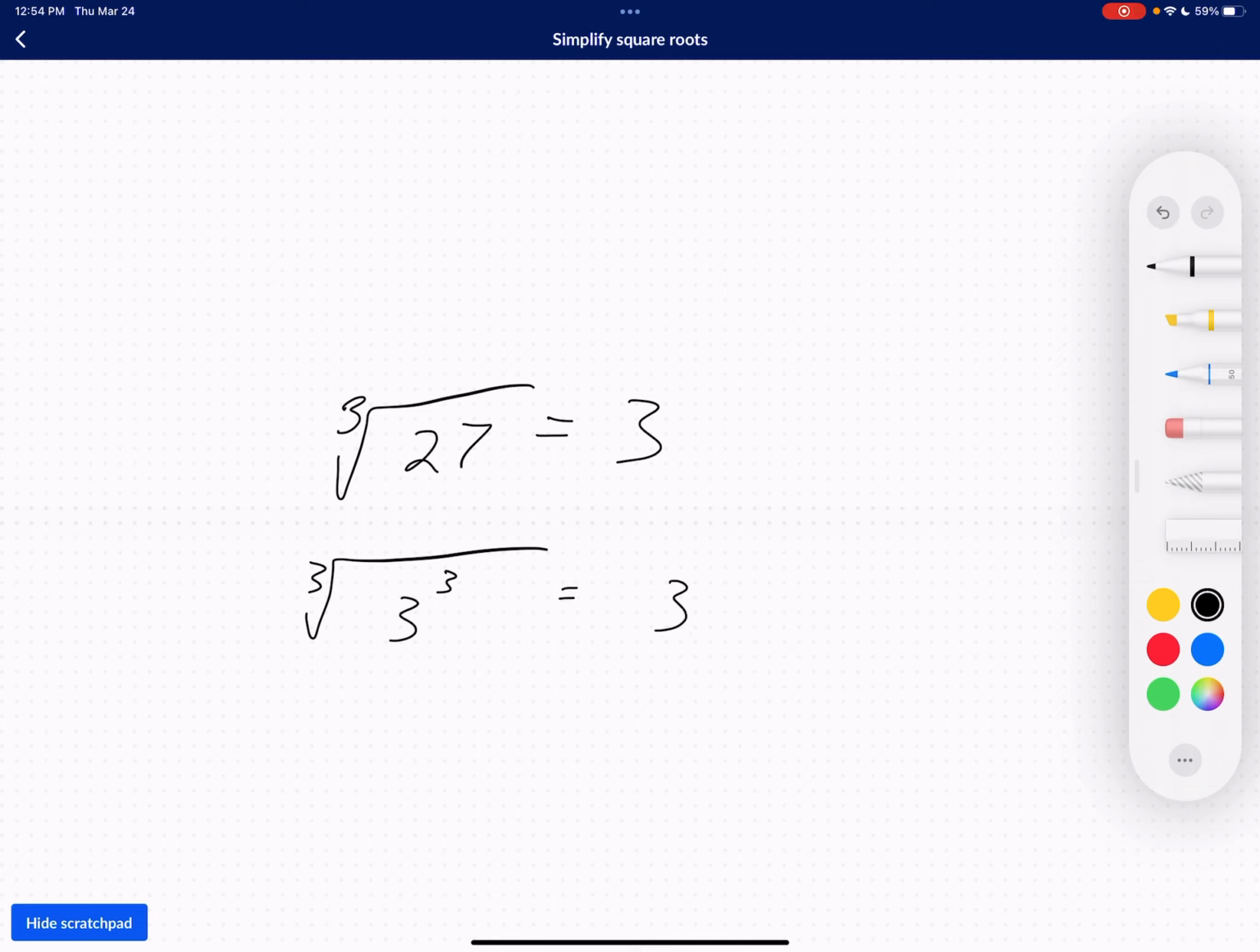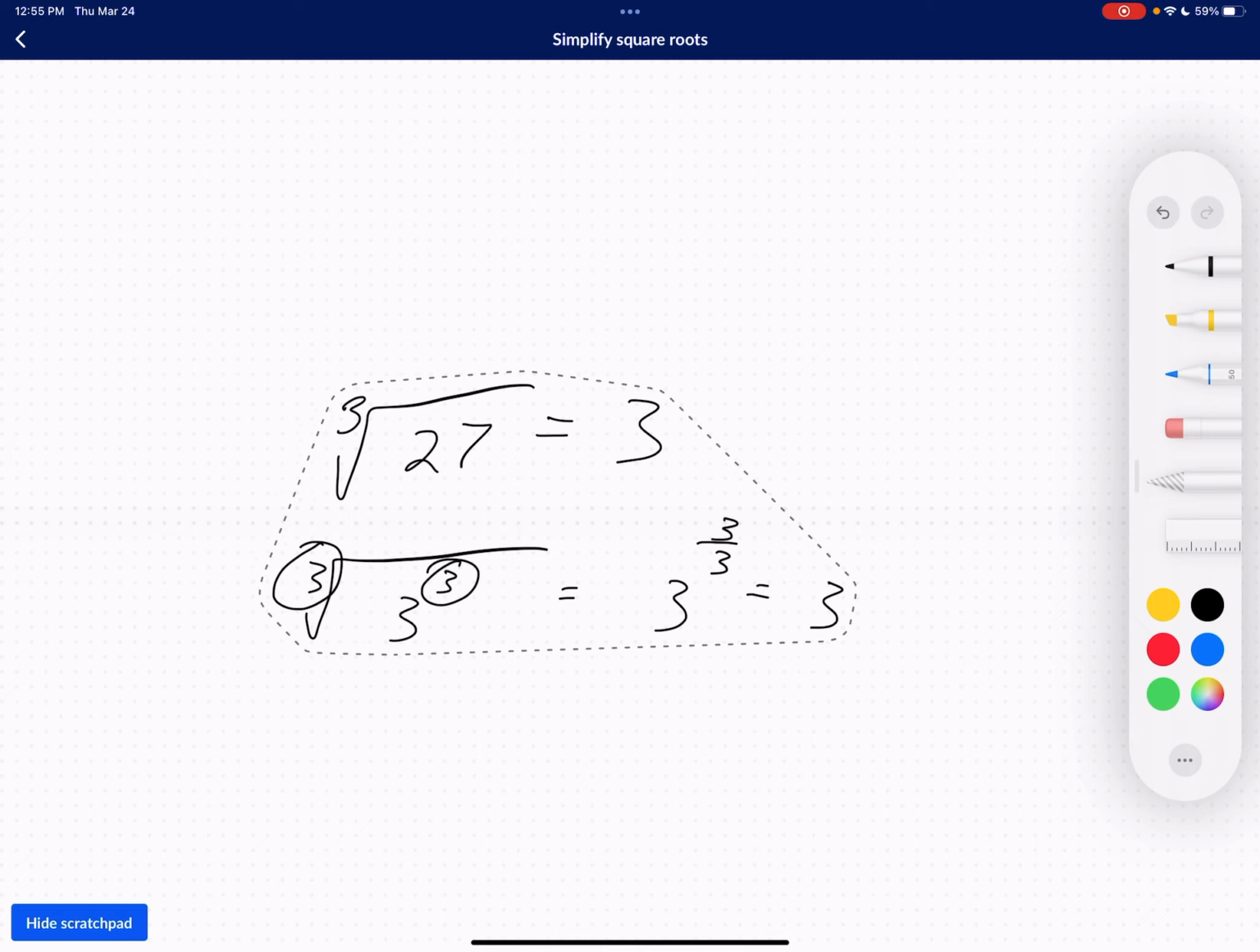So this becomes 3 to the, you take this power and you divide it by the index, 3 over 3, because of the fractional exponent thing, which is 3 to the 1, which is 3. You're going to get the same answer regardless of how you do it.